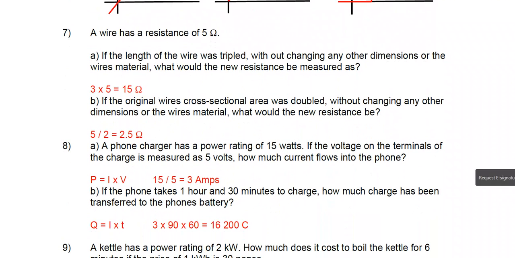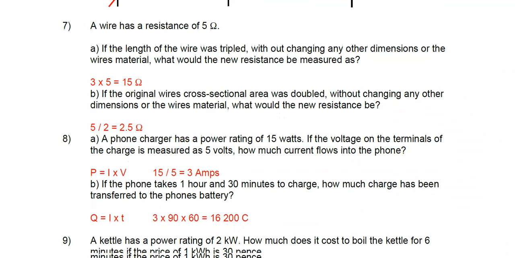Number 7, a wire has a resistance of 5 ohms. If the length of the wire was tripled, without changing any other dimensions or what the wire is made out of, what would the new resistance be? Well, if you're tripling the length, then you're going to have 3 times the resistance, so 15 ohms. Now the cross-sectional area is doubled without changing any of the dimensions of the wire or the material. What would be the new resistance? So if you double the cross-sectional area, you'll in fact halve the resistance, so it'll now be only 2.5 ohms.